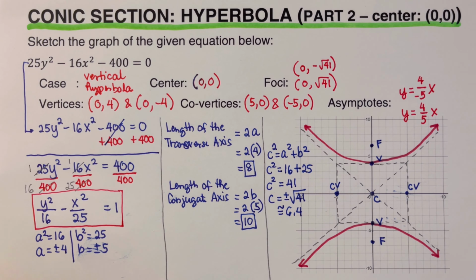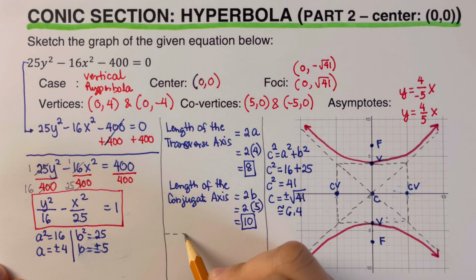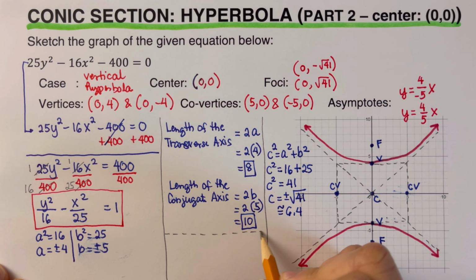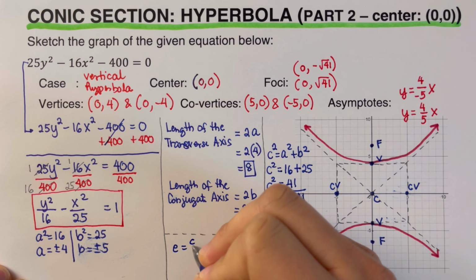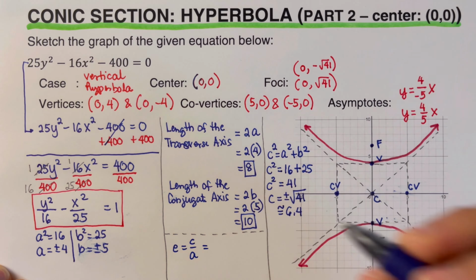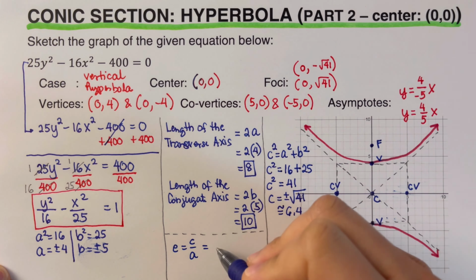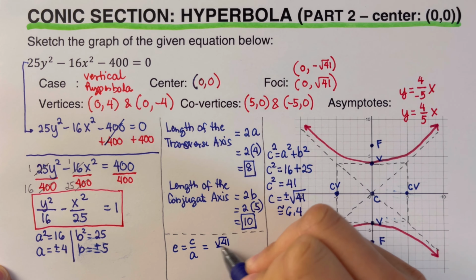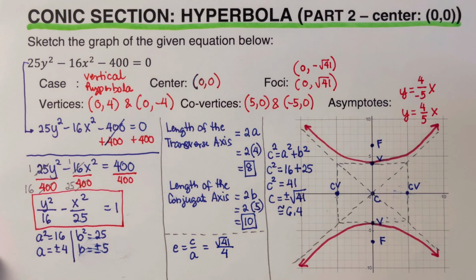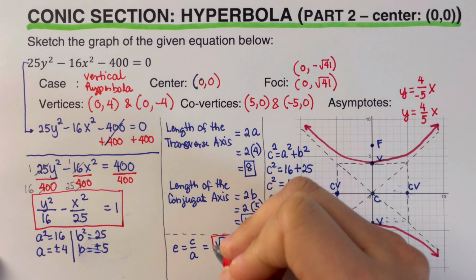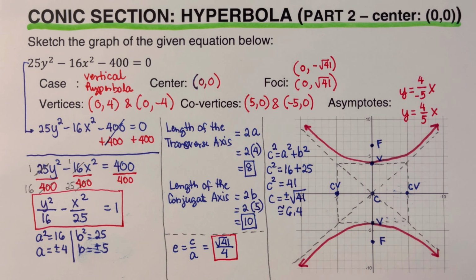Now let's determine the eccentricity. Now we remember that the formula for eccentricity is e equals c over a. Since our c here is square root of 41, and so our a here is 4, so I go ahead and write 4. This is the eccentricity. Now let's move on to the next example.